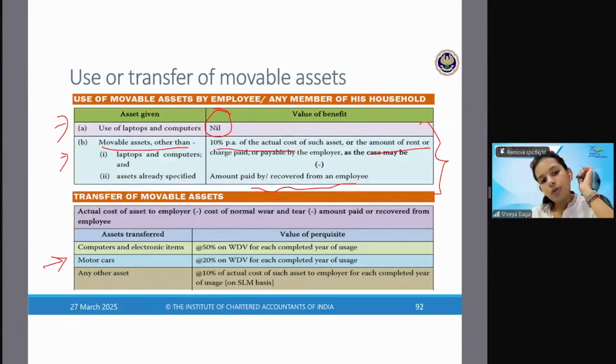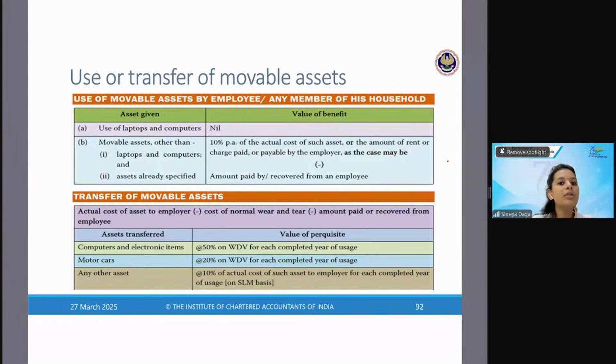So if we go back to illustration 11 and do the sum, then maybe the 20% on WDV will be what is relevant for us. Again, you will be able to remember or understand this better when you do a sum. You have to remember the concept that use of laptop is not taxable. Use of any other movable asset is 10% of cost or rent. Transfer of computer is 50% WDV. Transfer of motor car is 20% of WDV, and anything else is 10% of original cost. These things you will need to remember. But how do you apply it in the sum? When we do the sum, you will be able to understand.